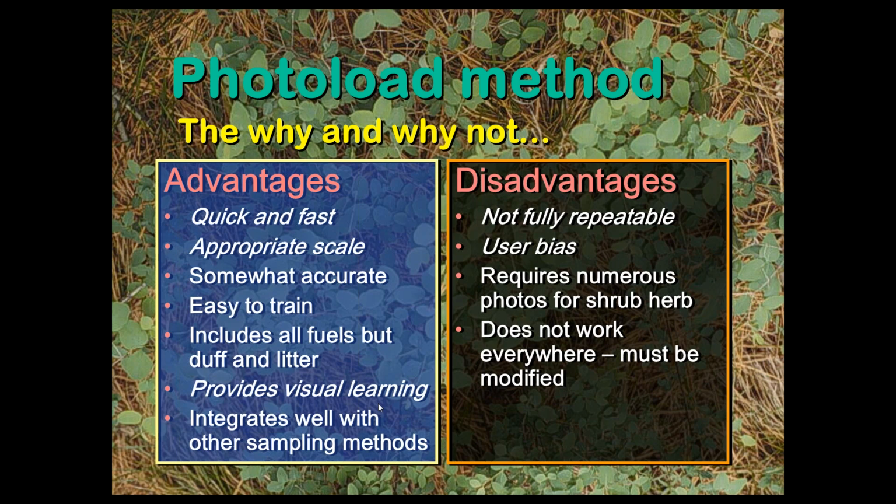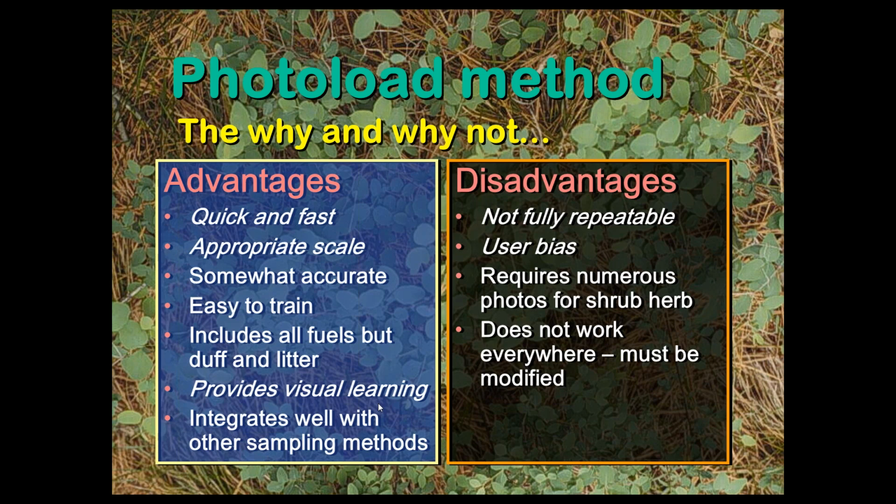The disadvantages, of course, are that there's a user bias, so it isn't fully repeatable, although I'm going to talk about how repeatable it can be in a minute. And it doesn't have photos for every shrub and herbaceous species out there. There are only 4, so you have to use these 4 surrogates. And it does not work everywhere. It does not work, for instance, in areas that have shrub layers greater than 6 feet or 2 meters, or for peat bogs and so on. So you have to modify it to do that.